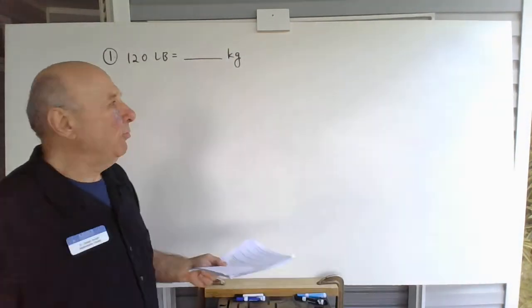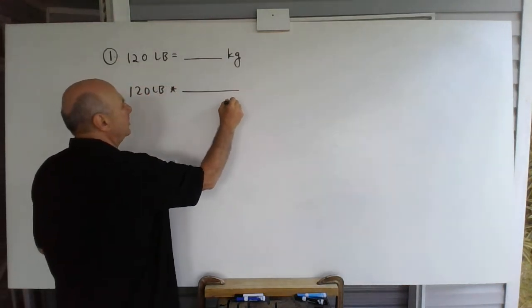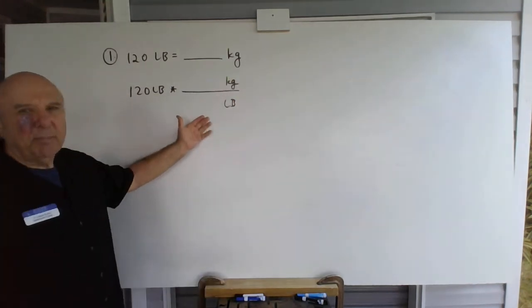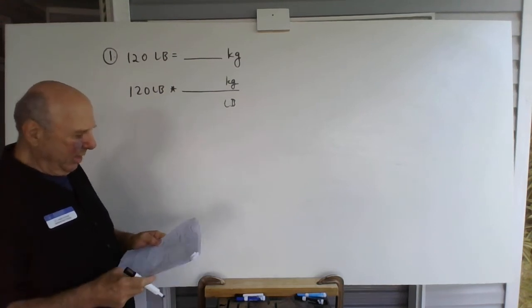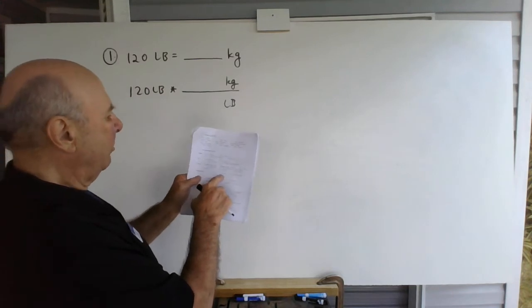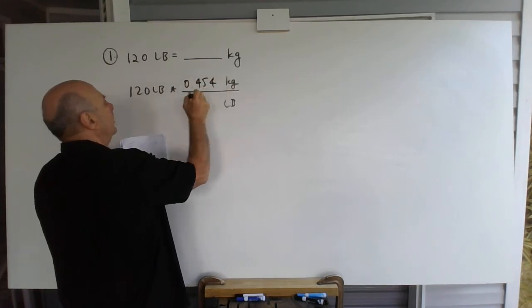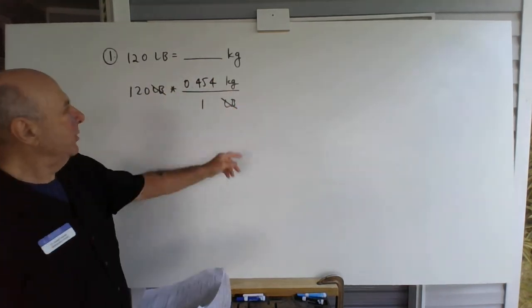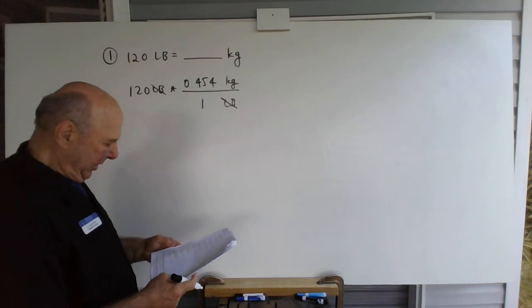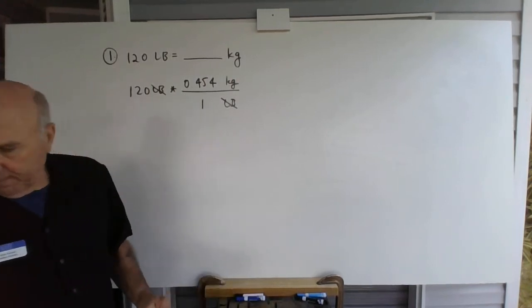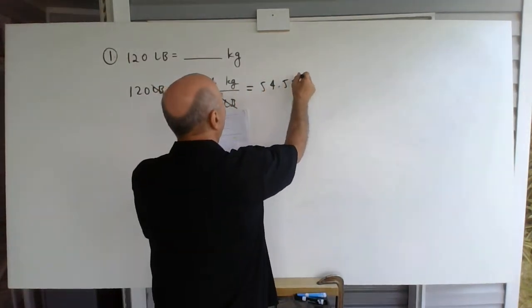So I would just start with what I'm given, and the unit fraction that I want relates pounds to kilograms. I set it up, and I put pounds in the denominator so they cancel. And if I look at the conversion table, under mass, I get 1 pound equals 0.454 kilograms. So the pounds dimension cancels, I'm left with kilograms. So all I got to do is this multiplication, and you can use a calculator for this, obviously. And this multiplication comes out to 54.55 kilograms.